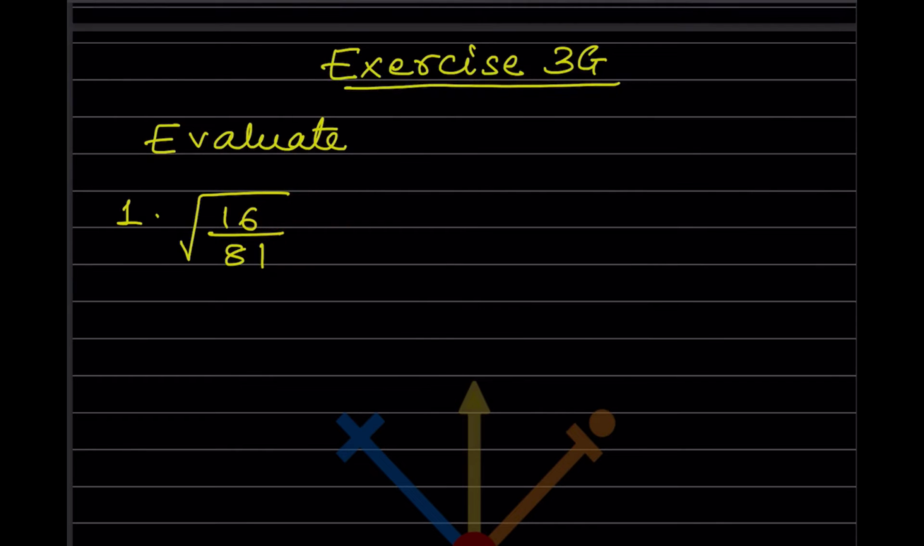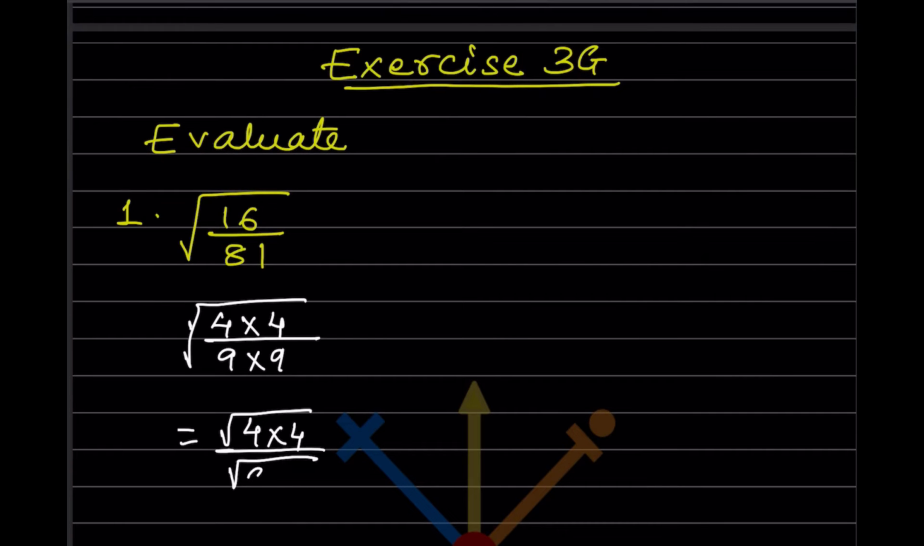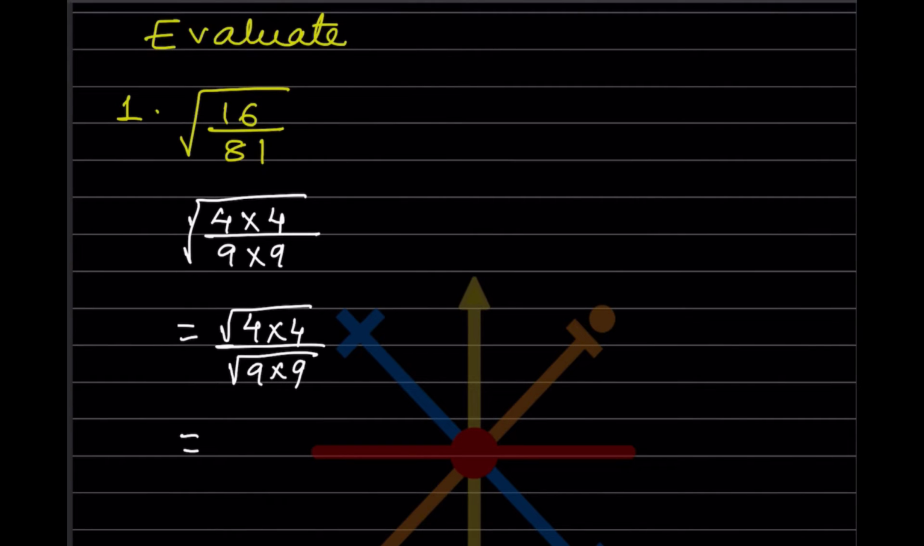So 16 can be written as 4 into 4, 4 4s are 16, and this is going to be 9 into 9. When you take it outside, we can make it separately. The numerator and the denominator will be separated. When you take the root and you have two of the same numbers, the square root of 4 into 4 is going to be 4. And here this is going to be 9. So the answer is 4 by 9.